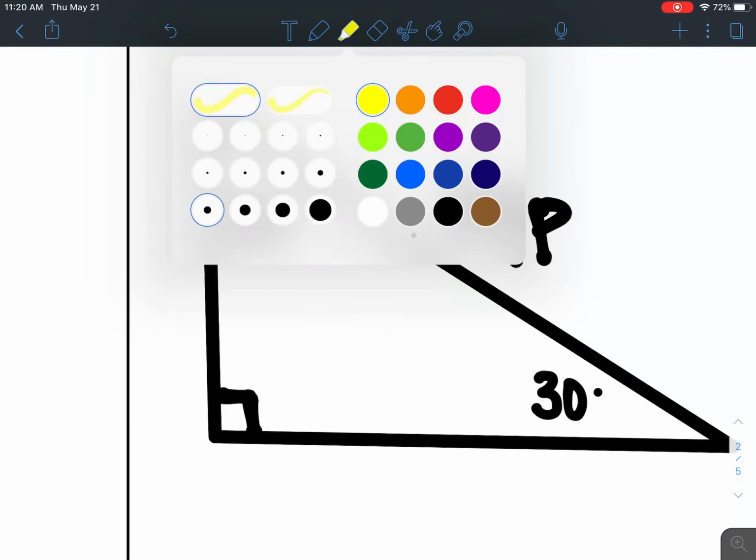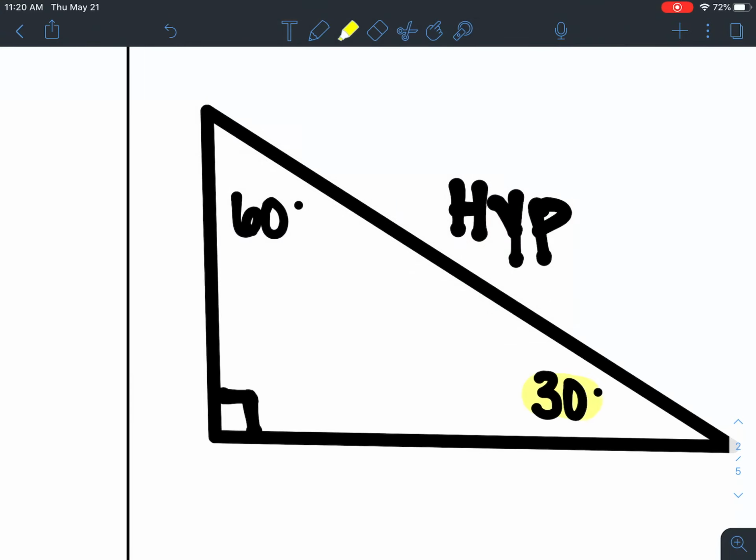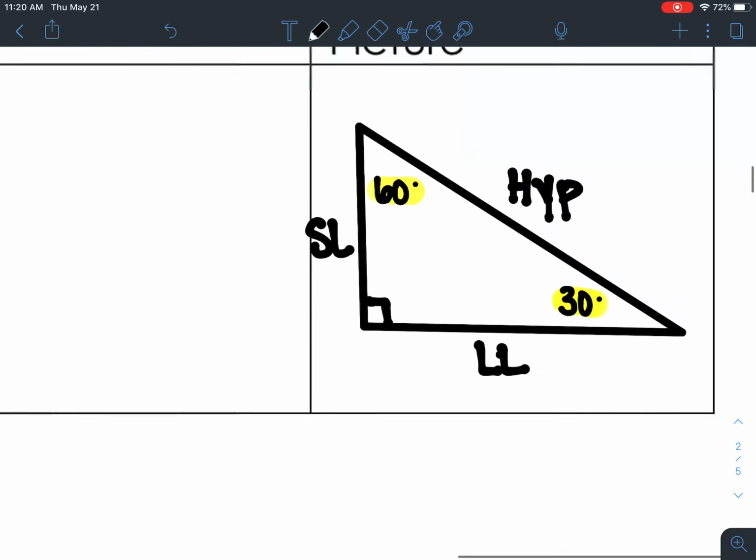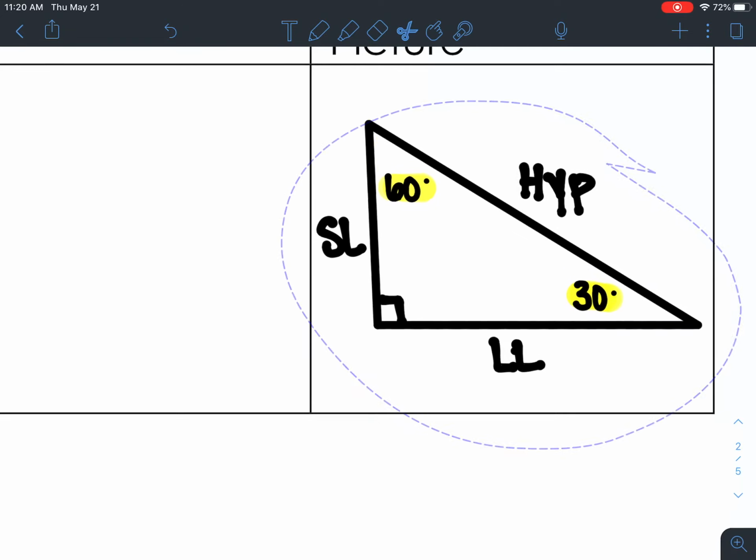Well, we studied this in chapter 5, but it's all about where the angle measure is. So if the 30 degrees is here and the 60 degrees is here, remember that the longer leg is going to be across from the bigger angle. So this side length right here that's across from the 60 degrees is going to be our long leg, and I'm going to label that LL. And then the one across from the 30 is going to be our short leg. So those are the three sides that we have: a hypotenuse, a long leg, and a short leg.